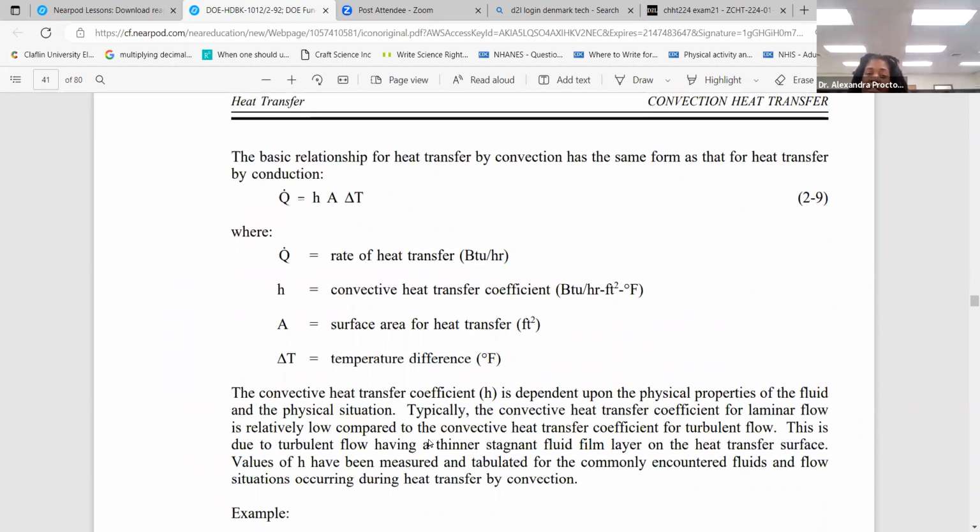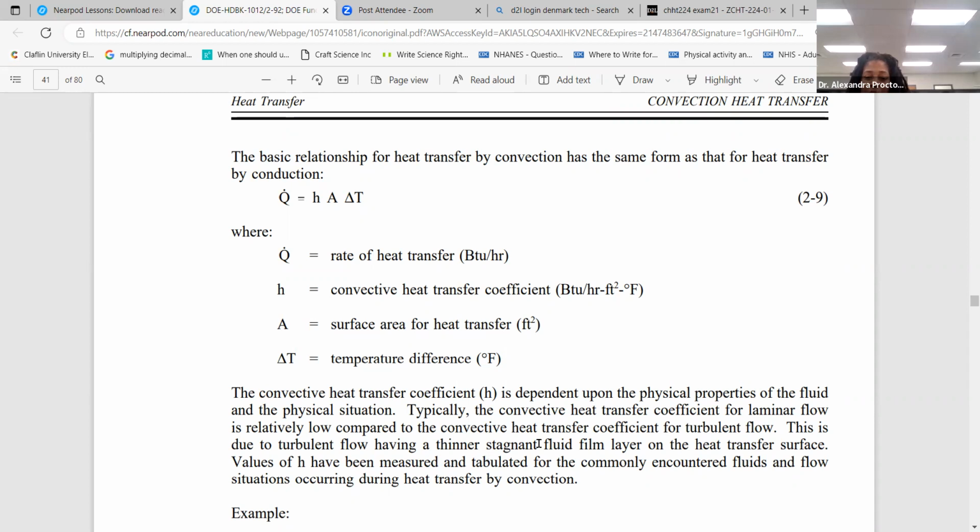So the basic relationship for heat transfer by convection has the same form as that of heat transfer by conduction. So Q is equal to HA delta T, where Q is the rate of heat transfer, and that is in BTU per hour. H is the convective heat transfer coefficient, which is in BTU per hour foot squared degree Fahrenheit. A is the surface area, that's in foot squared. And delta T is that temperature difference in degrees Fahrenheit.